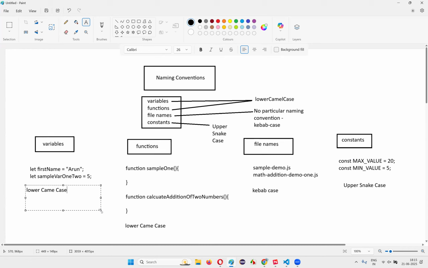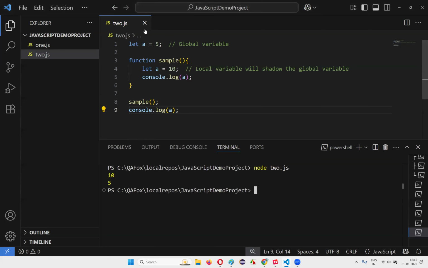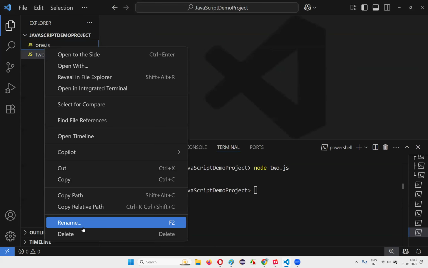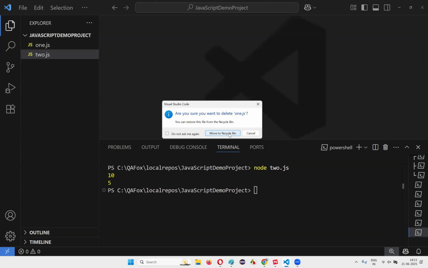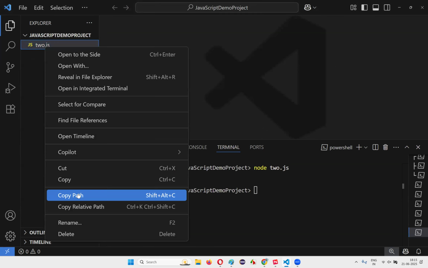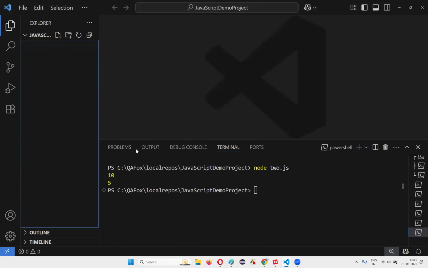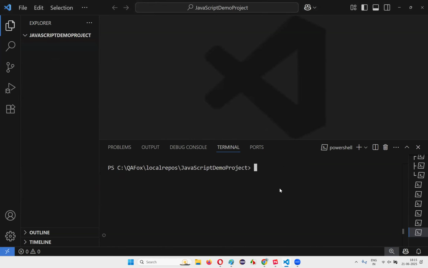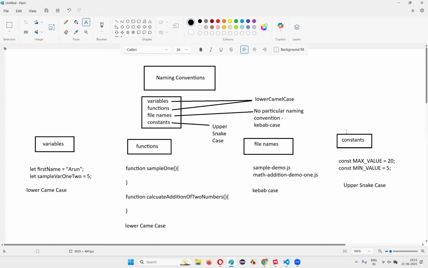Okay. So let me now practically demonstrate the creation of the variables, functions, file names, and constants in here. So let me close all this stuff and let me delete this, guys. Now clear. So here I'm going to create a JavaScript file. You know the naming convention for file names in JavaScript, right? That is kebab case. Okay.